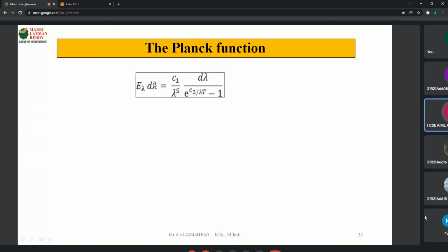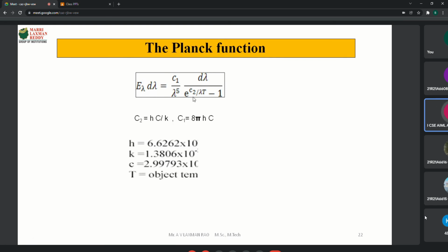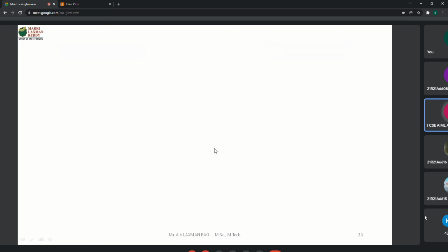According to this scientist, the energy released is dependent on the wavelength of that energy. E lambda we are calling, energy as a function of wavelength, is equal to, he has derived one expression. This is called Planck's equation in terms of lambda. In terms of nu, E equal to h nu. In terms of lambda, he has calculated it like this. That we need to write, along with what all the terms are. That is Planck's law.